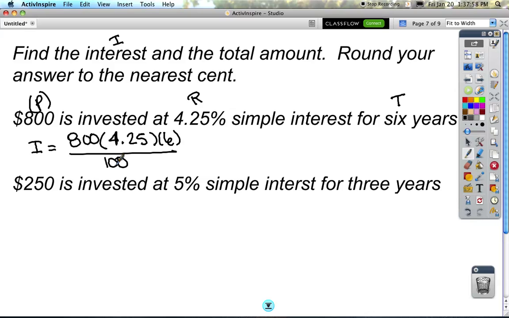Now this type of problem could be done on the no calculator portion of your examination. So I'm going to show you exactly how they would expect you to do that. And they don't want you to work out the numerator.